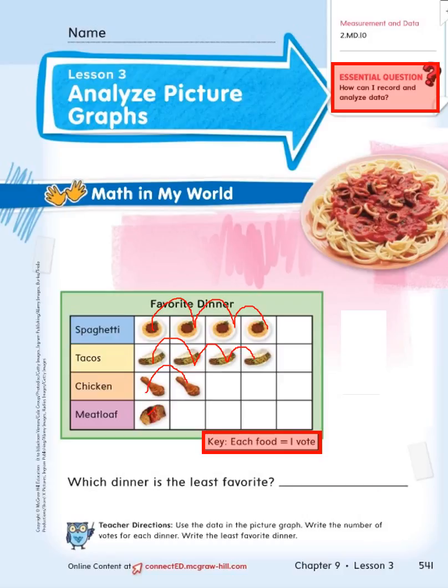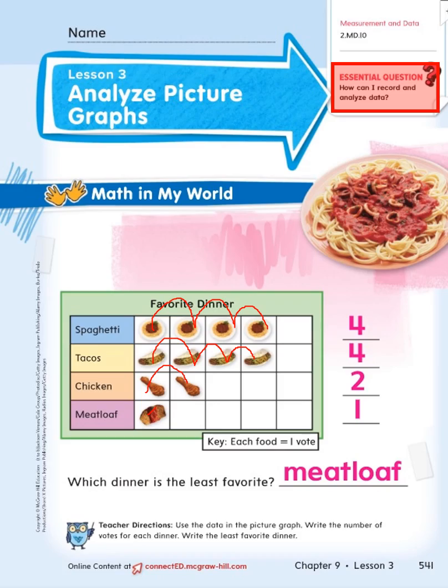So, which dinner is the least favorite? Well, we look at all of the numbers that we have here if we don't want to look at the pictures, and the lowest number equals the least favorite. So, meatloaf. Not too difficult, right? Let's move on to the next page.